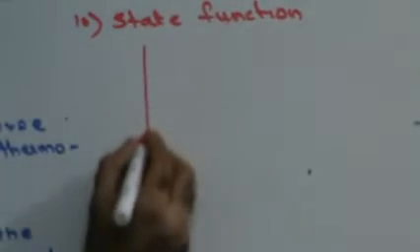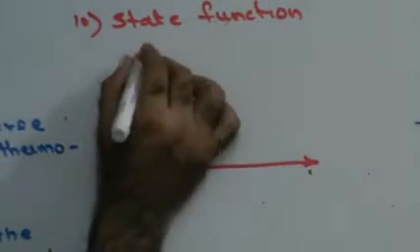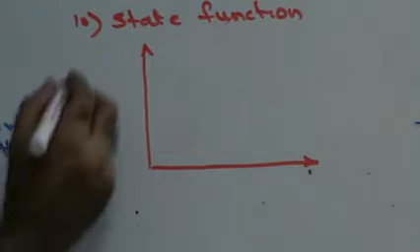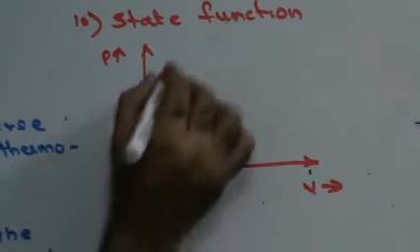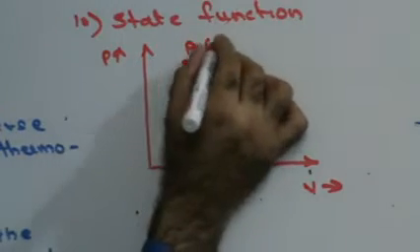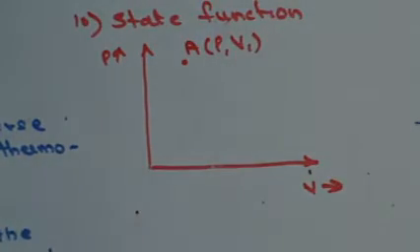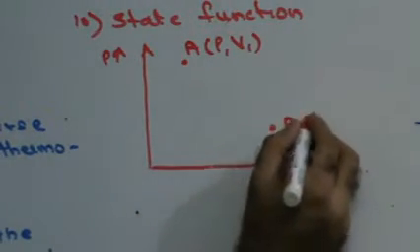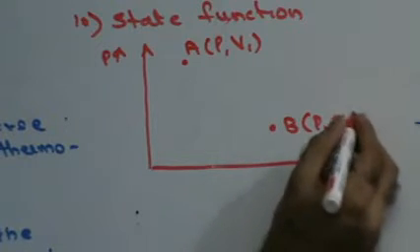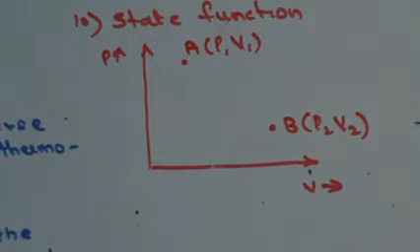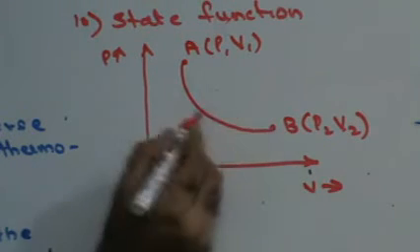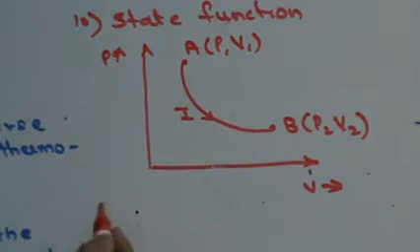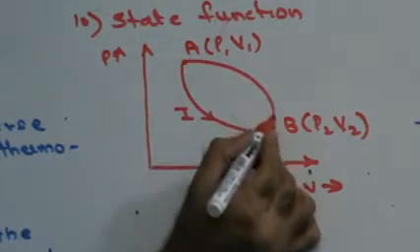Guys, let's assume, let's consider a pressure-volume graph. Let's assume that a system is at point A where pressure is P1, volume is V1. Let us assume that the system changes to point B where the pressure is P2, volume is V2. Now a system can change from point A to point B either by using this particular path 1, or it can change from A to B by using another path, say path 2.